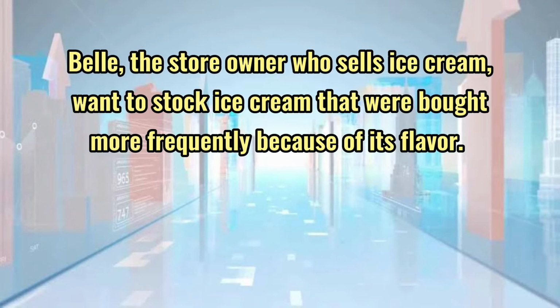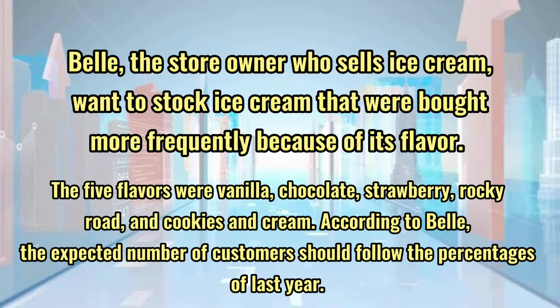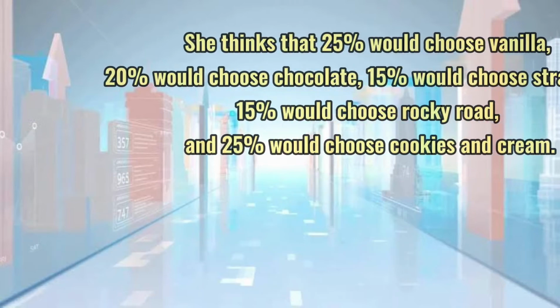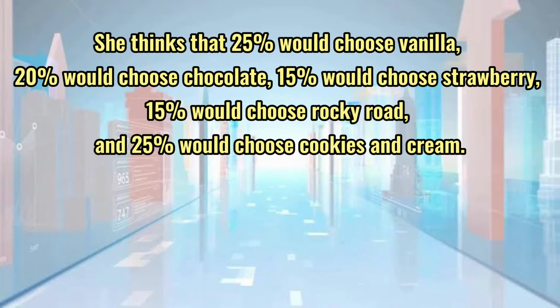Belle, the store owner who sells ice cream, wants to stock ice cream that were bought more frequently because of its flavor. The 5 flavors were vanilla, chocolate, strawberry, Rocky Road, and cookies and cream. According to Belle, the expected number of customers should follow the percentage of last year. She thinks that 25% would choose vanilla, 20% would choose chocolate, 15% would choose strawberry, 15% would choose Rocky Road, and 25% would choose cookies and cream.